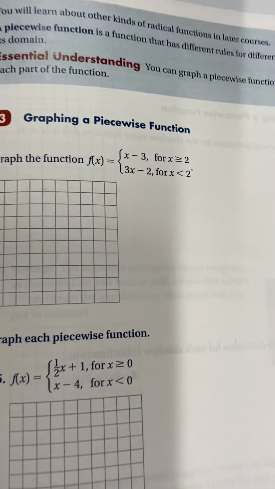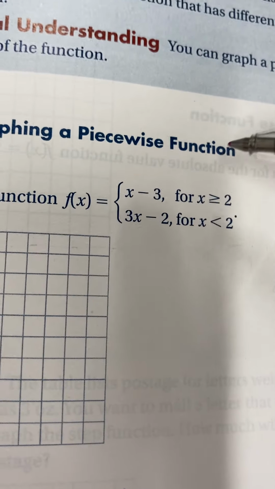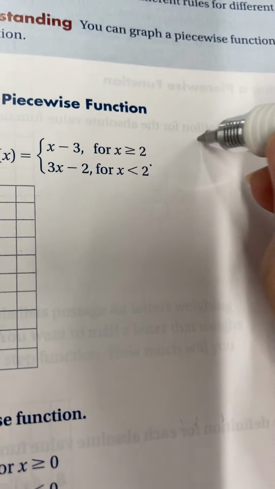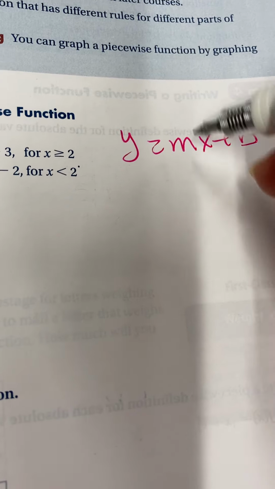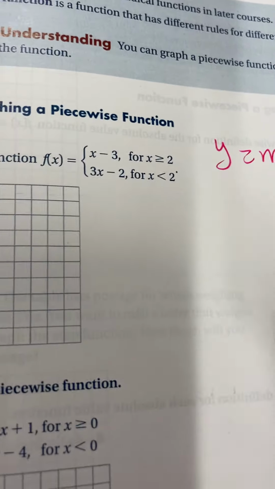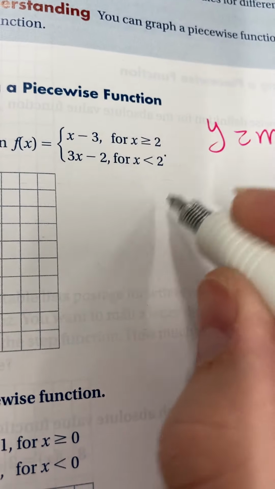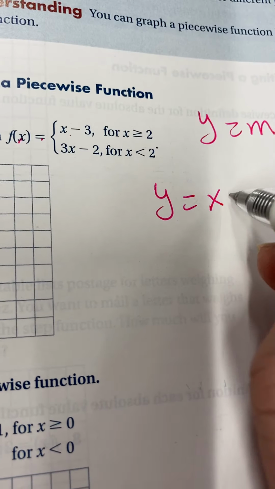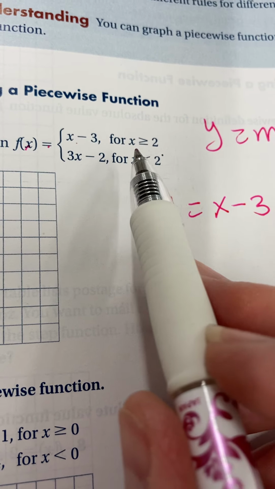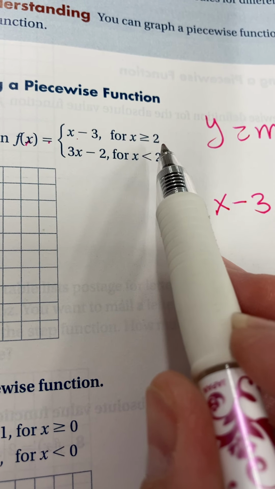These are confusing. What you're doing is kind of putting pieces of graphs on there. So these are all your linear. If you remember, y equals mx plus b. You start at your b, your m is your slope. So that's kind of what this is. So this first one, this is your y equals x minus 3, but I'm only doing it for values greater than or equal to 2.